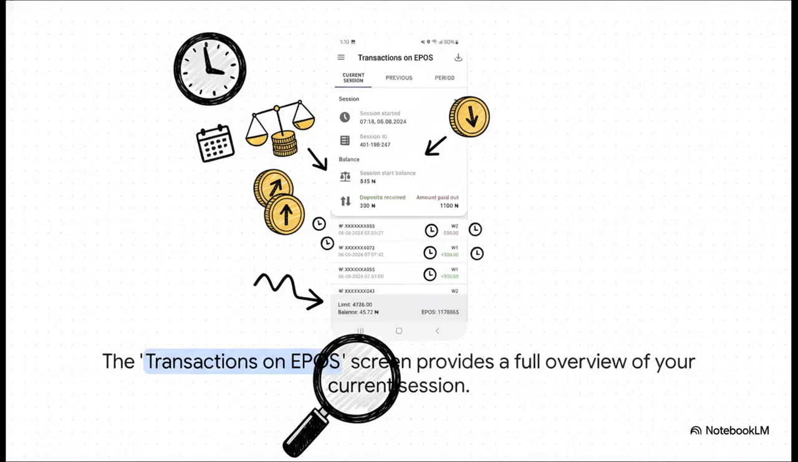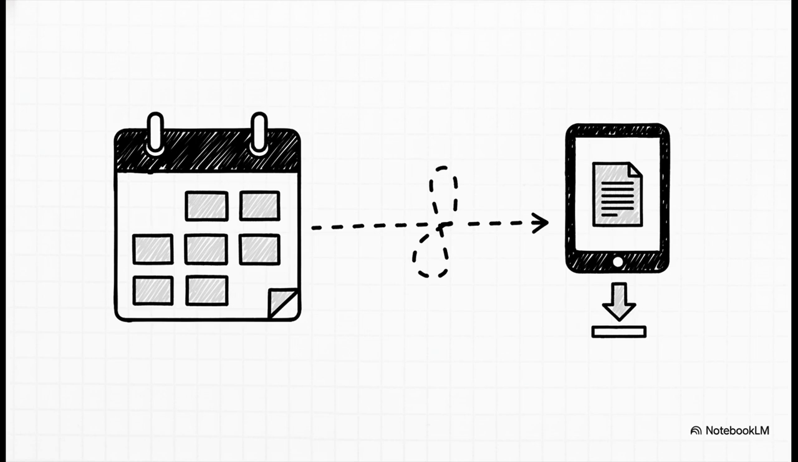And here's what that screen looks like. It's called Transactions on EPOS. You can see everything at a glance, your start time, your starting balance, those totals for deposits and payouts, and then you can scroll through that line-by-line list of every transaction. It's all right there. And what's really cool is that you're not just limited to your current session. You can actually go back and look at previous sessions or even download reports for any period of time over the last 3 months. It's a super powerful tool for keeping track of everything.